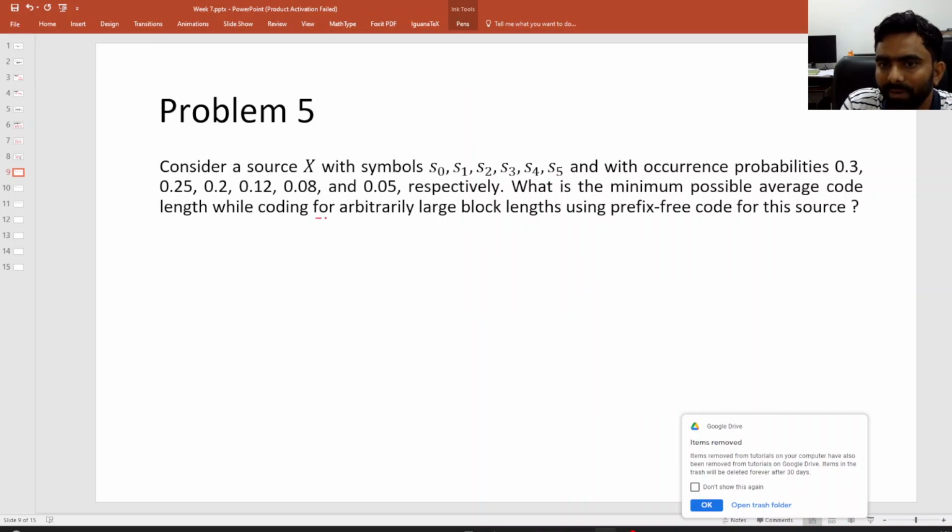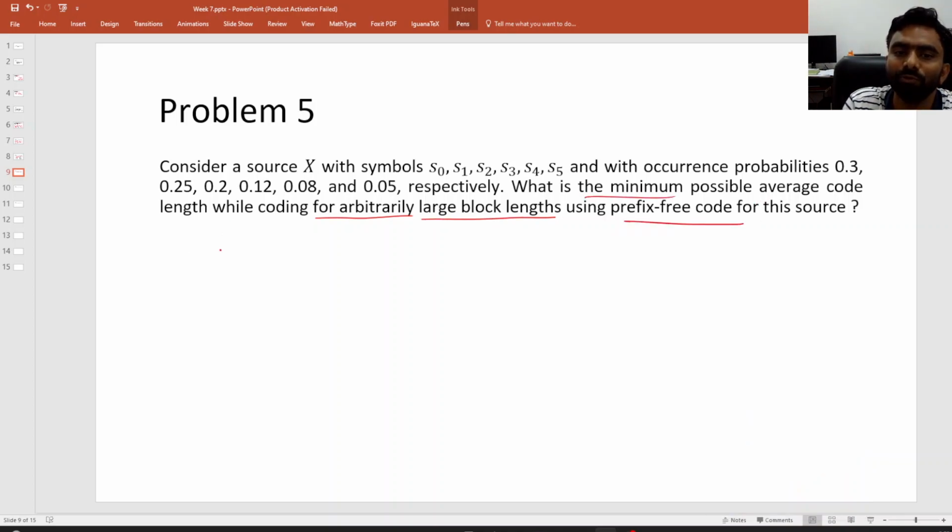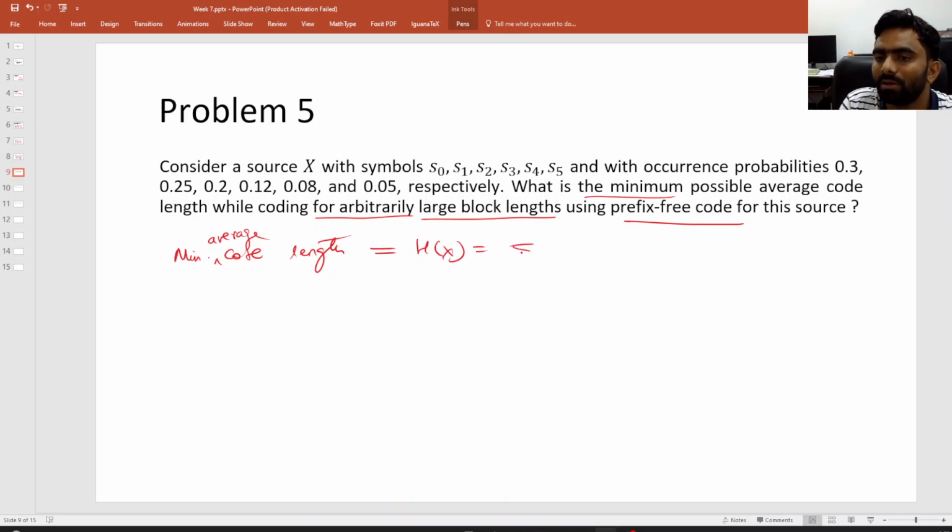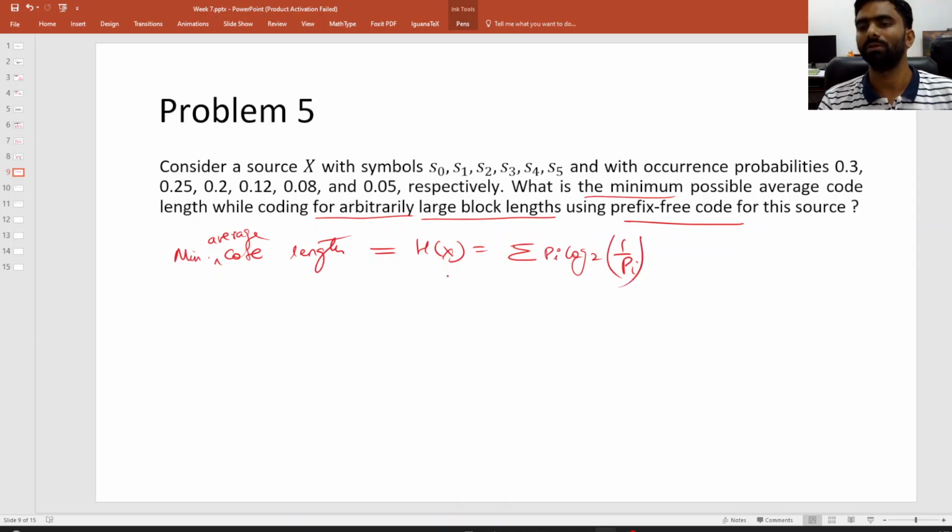So for arbitrarily large block length using a prefix free code, what is the minimum possible average code length? The minimum average code length for arbitrarily large block length using a prefix free code is nothing but equal to entropy, that is H(X). I've already told you in the last to last problem, so I'm directly writing here.